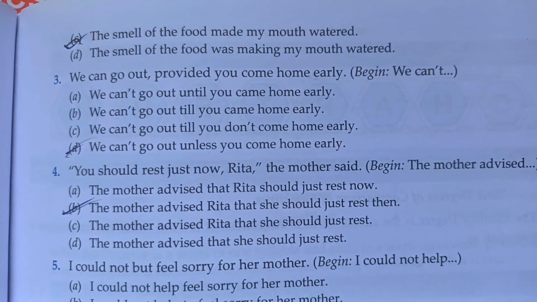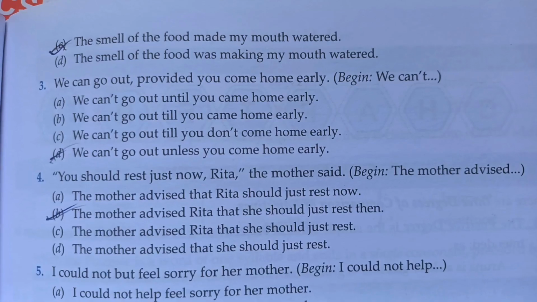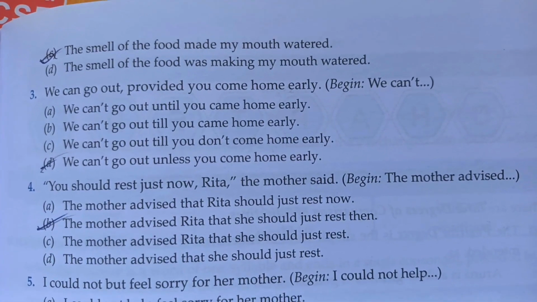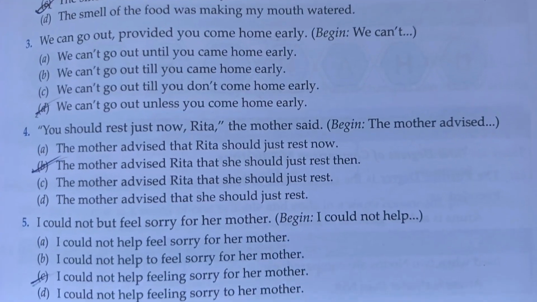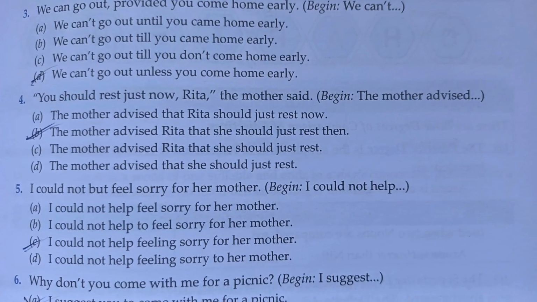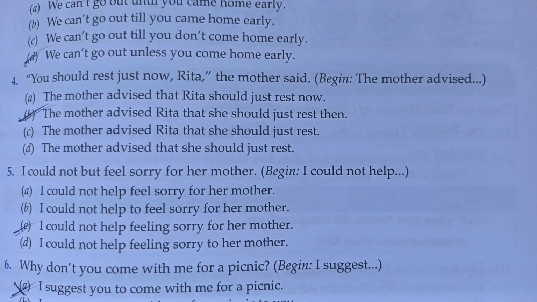Next, we can go out provided you come home early. So here option D is correct. We cannot go out unless you come home early. Number 4, you should rest just now, Rita, the mother said. The mother advised Rita that she should just rest then.